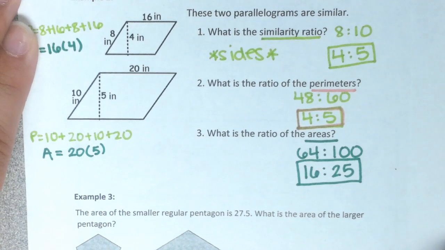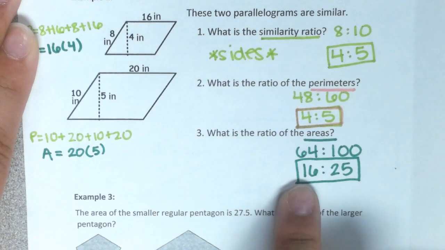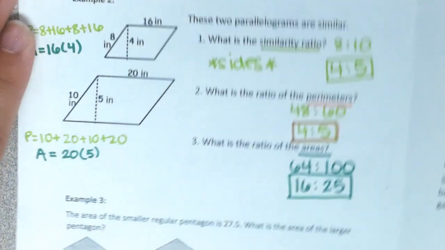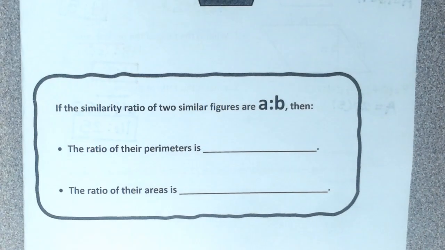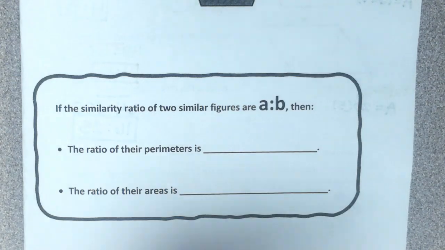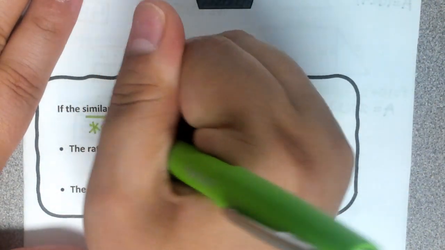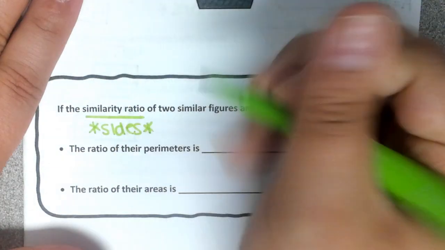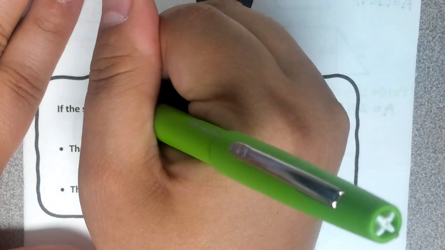So what's 4 squared? 5 squared. Yep. So, go to the front. If my similarity ratio, remember, similarity ratio is talking about the sides. You're also going to see it talk about dimensions.